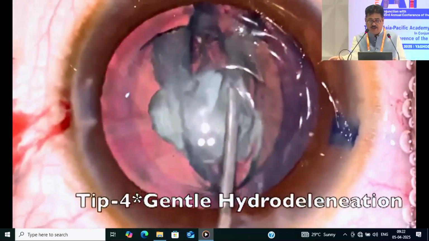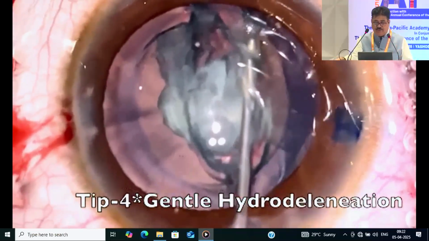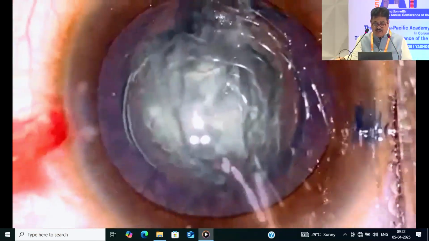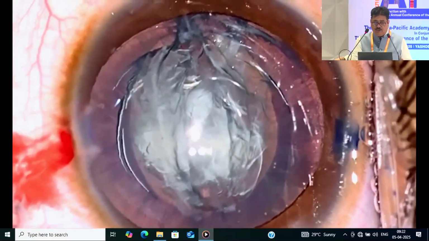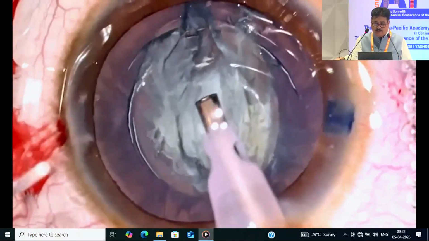We inject after the dilation in the division that we have made, and we can achieve the ring. You can see that we have achieved the ring. So it is very safe. Nothing is going behind the posterior capsule.